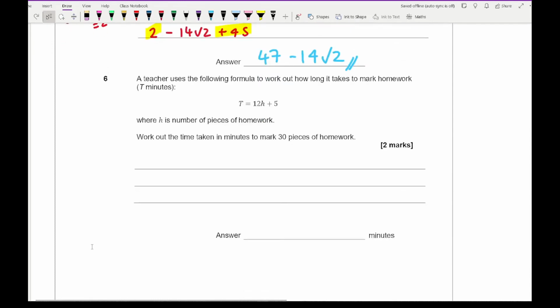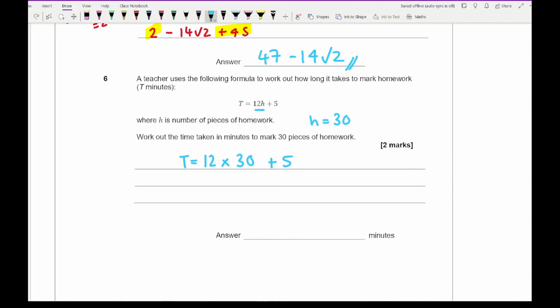Moving on to question 6, it says the teacher uses the following formula to work out how long it takes to mark homework in T minutes, where H is the number of pieces of homework. Work out the time taken to mark 30 pieces of homework. So let's have a look at this. We've got H equals 30, so T is going to be 12 times 30 plus 5.